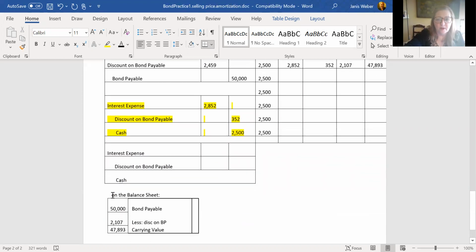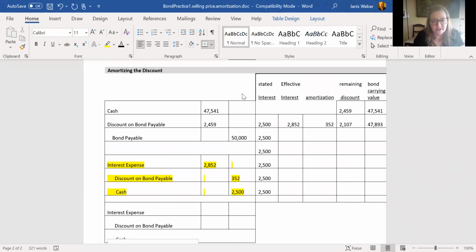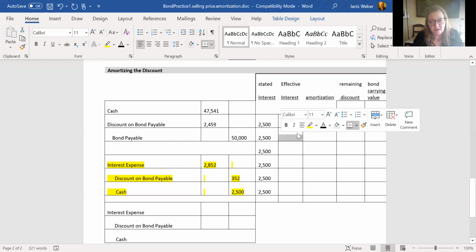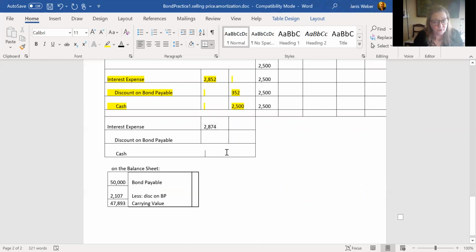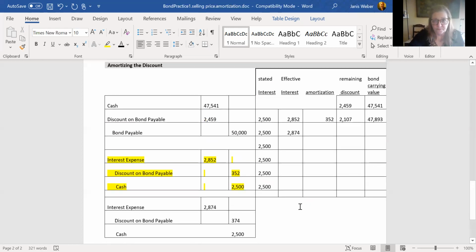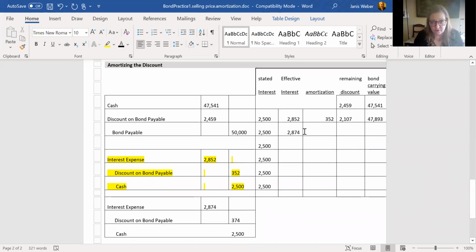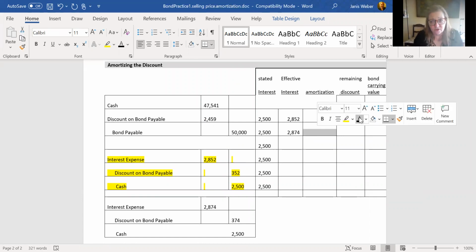All right, so just doing one more interest payment just to give you an idea. Now, the second year or the second payment of $2,500, we would say the interest amount is the carrying value of $47,893 times that 6%, again, $2,874. So this time we would debit interest expense for the $2,874. We would still credit cash for the $2,500 because that's what we're going to do every time. That's what we're actually giving to our bondholder. And the credit we need to make this entry is the amortization of $374. You see, it's just the difference between the stated interest and the effective interest.